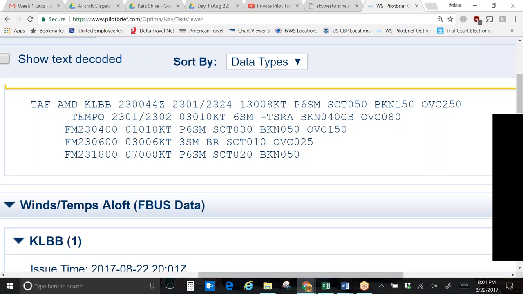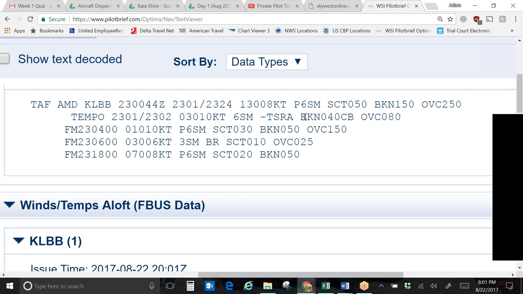This one here is an amended TAF, so it's not a regularly scheduled one. That's why you see it at 0044. So, the TAF amended for Lubbock, 23rd day 0044 Zulu is when it was issued. It's valid from the 23rd day from 01 Zulu to the 23rd at 24 Zulu. So that's the valid period of the TAF. Starting with the 01, that's this top line. It's expected to be wind 130 at 8 knots.